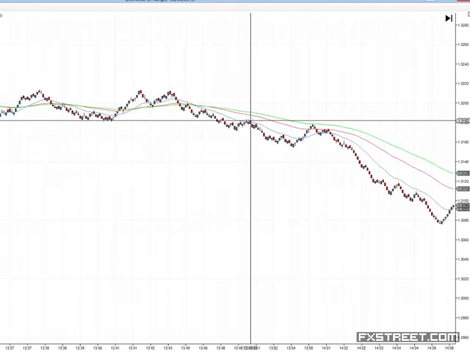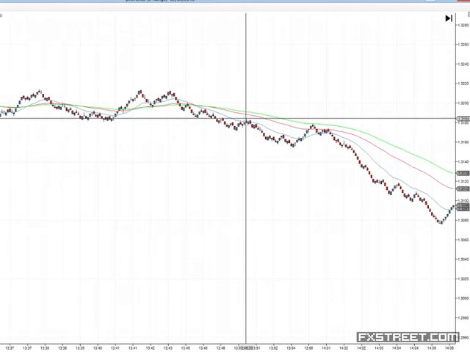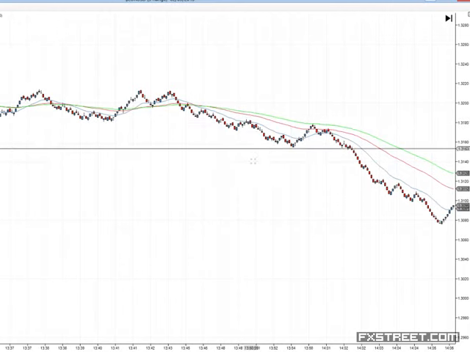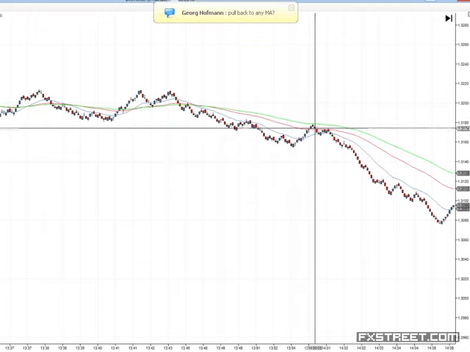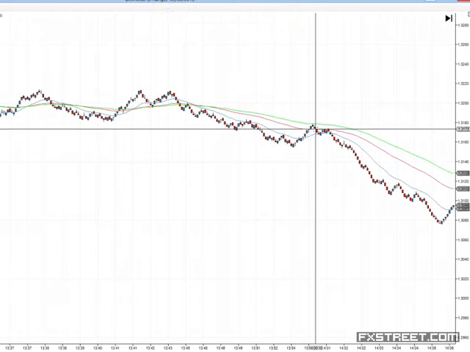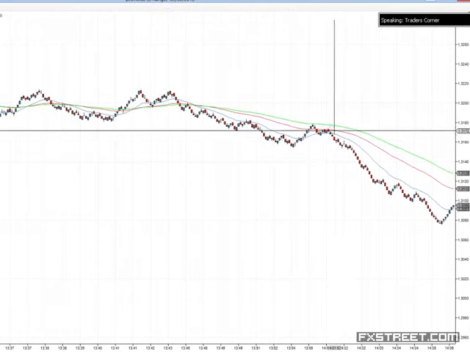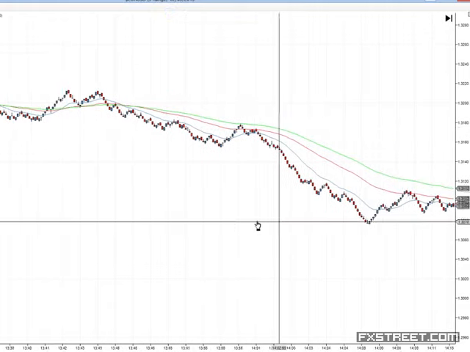Then the sellers get involved, you've got two nice big bars to the downside. No looking back. You want to be in there, look at what happens. You get a nice pullback here, look at that pullback, very, very nice. The sellers get involved, and you want to be involved in that there. You want to be getting short there.